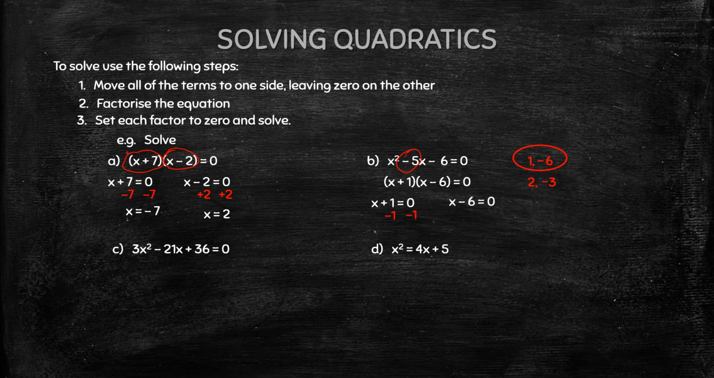So we subtract 1 from each side, we get x is negative 1. For the next one, we've got x minus 6 equals 0, so therefore x is positive 6.